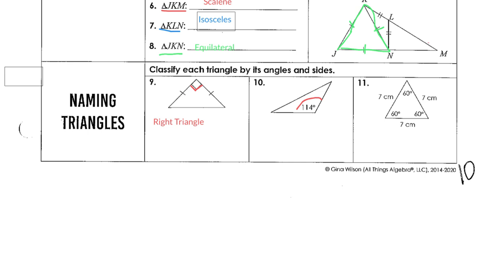Let me get my key back. Okay, we know that one. And then it looks like this last one, all three angles are less than 90. They're all 60. So because all three are acute, we're going to call this an acute triangle right here.